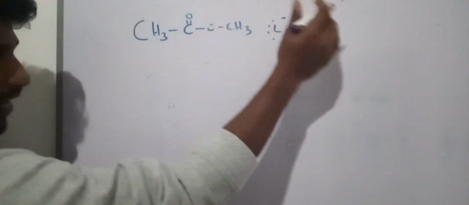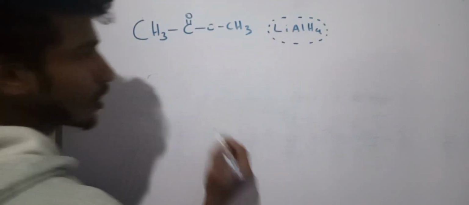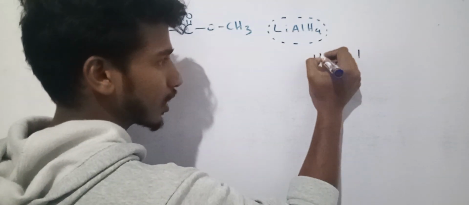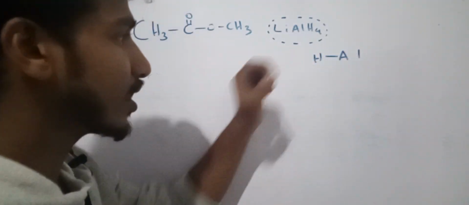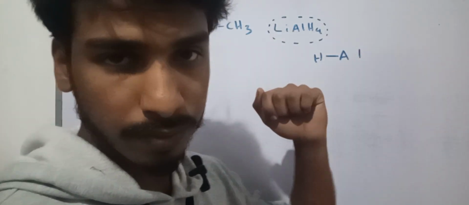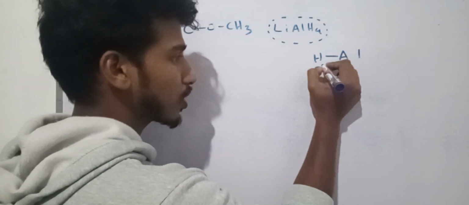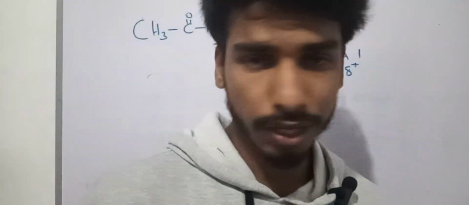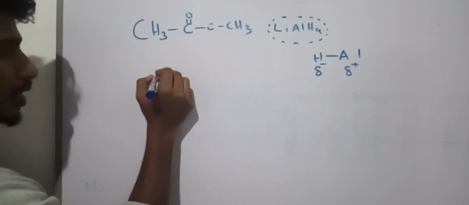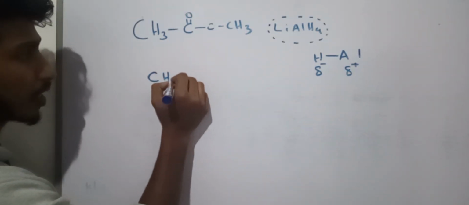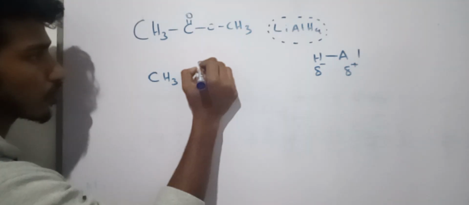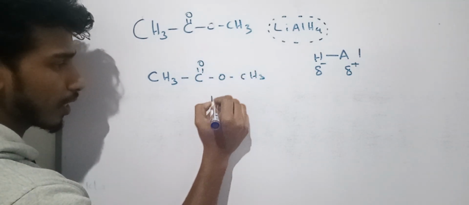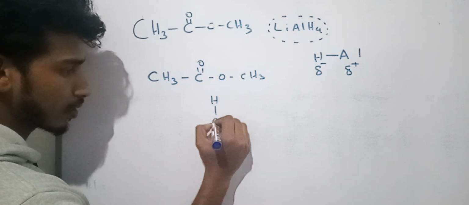So the mechanism behind that, the thing you should remember, is that when you compare aluminium and hydrogen, the hydrogen's electronegativity is greater than aluminium's. So the partial negative charge is present on the hydrogen and the partial positive charge is present on the aluminium. Okay. So if I just start with this, you have CH3 carbon double bond oxygen OCH3, and the AlH4 minus.